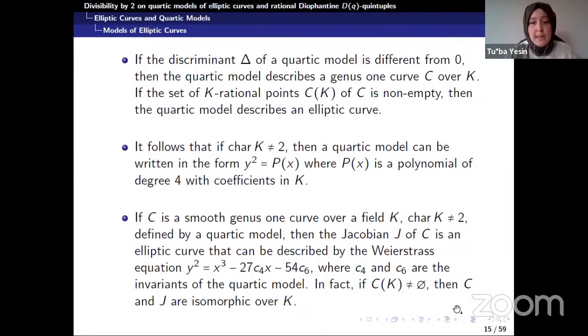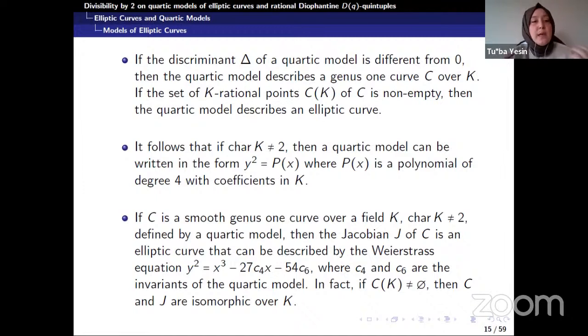Okay, up to now, we can say these two models seem almost the same. There should be a difference, because one is an elliptic curve described by a quartic model, and the other is an elliptic curve described by the Weierstrass equation. So what is the main difference between these two models? The main difference is the group structure. Because we know that the elliptic curve described by the Weierstrass equation has an abelian group structure.